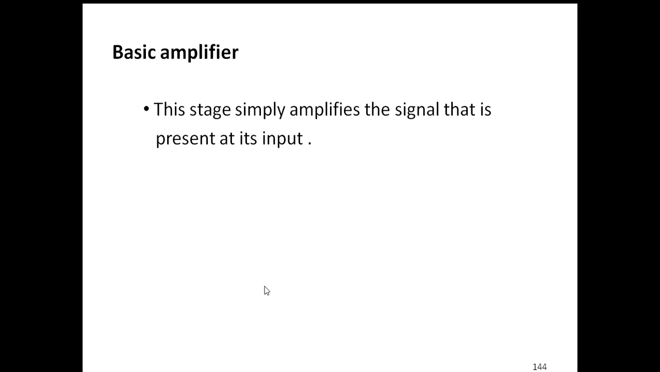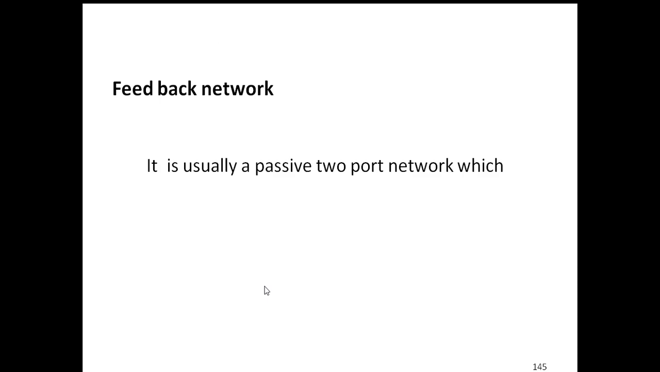Basic amplifier block. This stage simply amplifies the signal that is present at its input terminals. Whatever input is applied to the amplifier input terminals will be amplified. The voltage gain of this amplifier is A. Let us take the voltage gain as A.